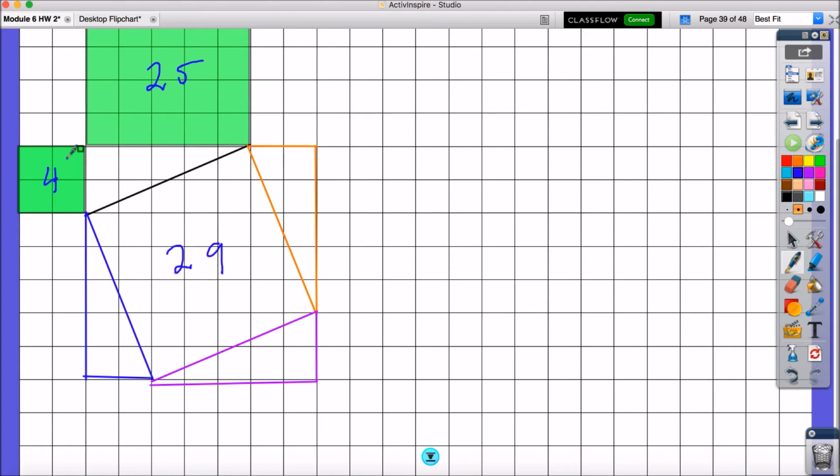One more time, how did I do that? I found these square roots and I said, okay, the square root of 4 is 2. This is 2. The square root of 25 is 5. So then you just follow the pattern. It's always A, B, A, B, A, B.